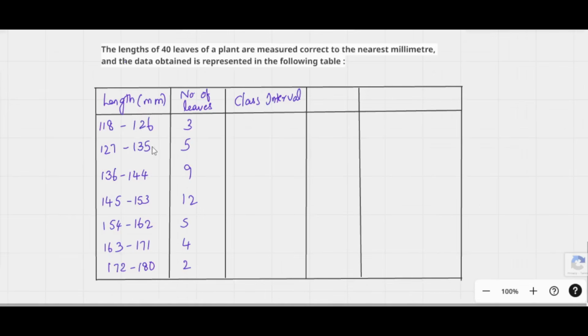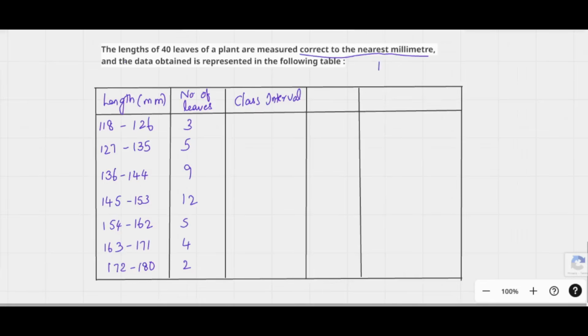When less than comes, I told you how to do. But here they gave you a length as 118 to 126. And in the question they are telling us to correct to the nearest millimeter and the data obtained is represented in the following table. So if you see a question like this, then you have to subtract.